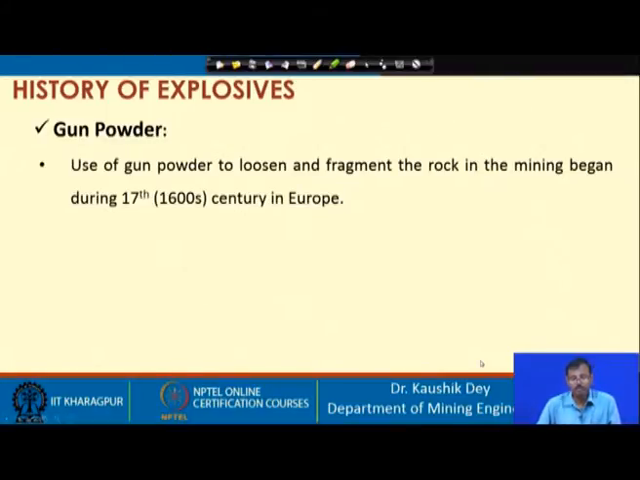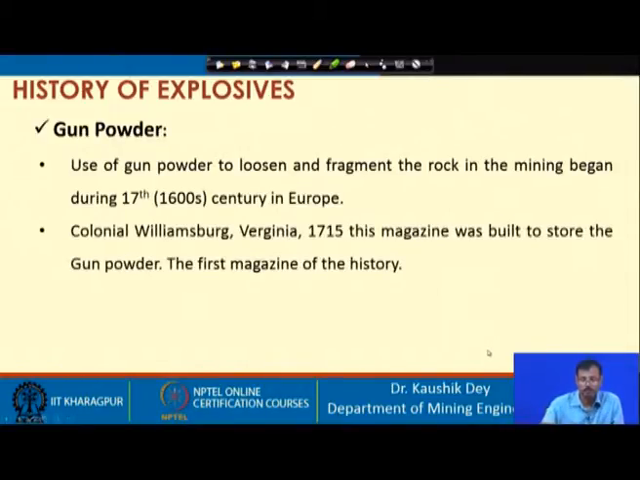Gunpowder for loosening and fragmentation of rock was first used in the 17th century, in fact in 1647 or so, in Europe, and later it was used throughout the world for mining, until high explosives came out and Alfred Nobel discovered dynamite. Before that, gunpowder was the only explosive used for loosening or fragmenting rock.